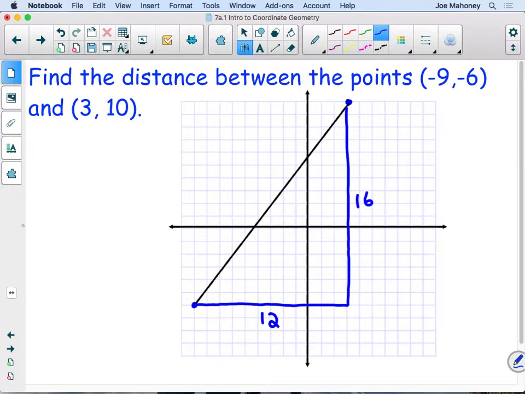Now, you might be screaming, slope, rise over run. Hold on, don't do that. We want to figure out the distance, the length. So I'm thinking whenever we have to do a distance, we have to go to our friend, the Pythagorean theorem.